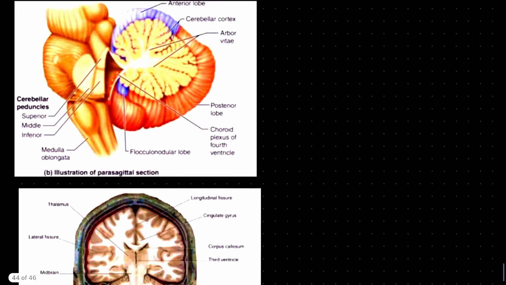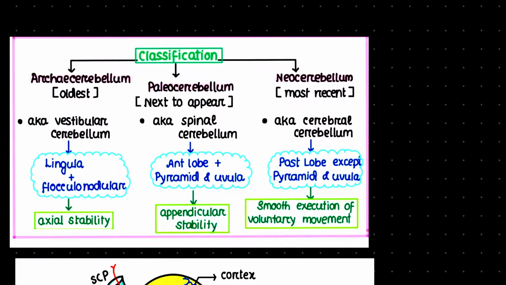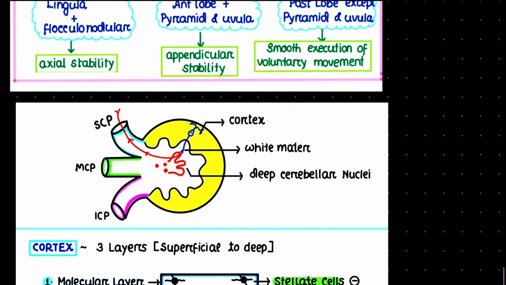So this is our classification of cerebellum, how it is classified into different parts. The paleocerebellum is responsible for appendicular stability. The neocerebellum is responsible for smooth execution of voluntary movement. If there is a lesion in this neocerebellum, then there will be intentional tremors, and we are not able to perform specific tasks. So this was the introduction to cerebellum. Now moving on to cerebellum in detail.